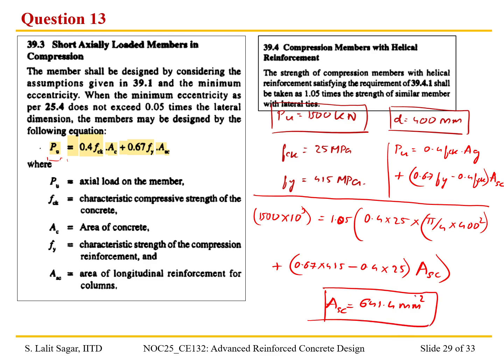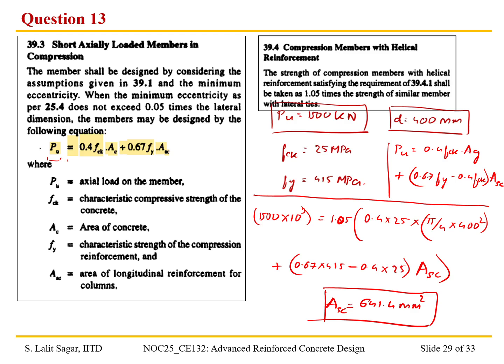Okay, so if we are providing a reinforced concrete column which is having concrete of grade M25 and longitudinal rebars of grade Fe415 with the area of 641.4 for a circular column with helical reinforcement, we are able to achieve an ultimate factored load of 1500 kilonewton. Okay, that is the physical meaning of what you have just solved.